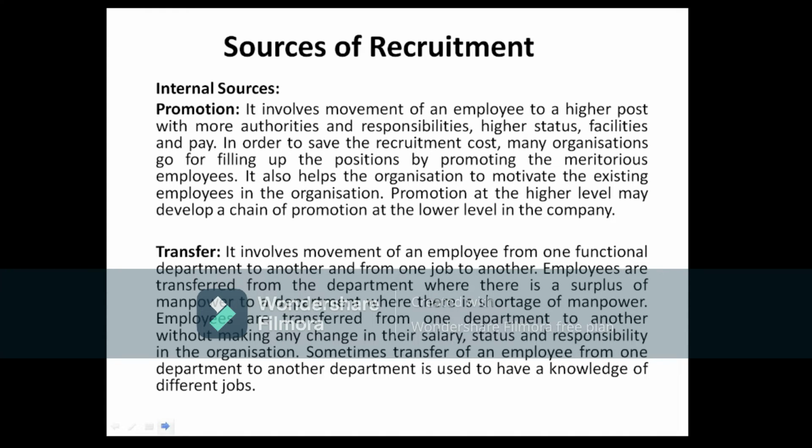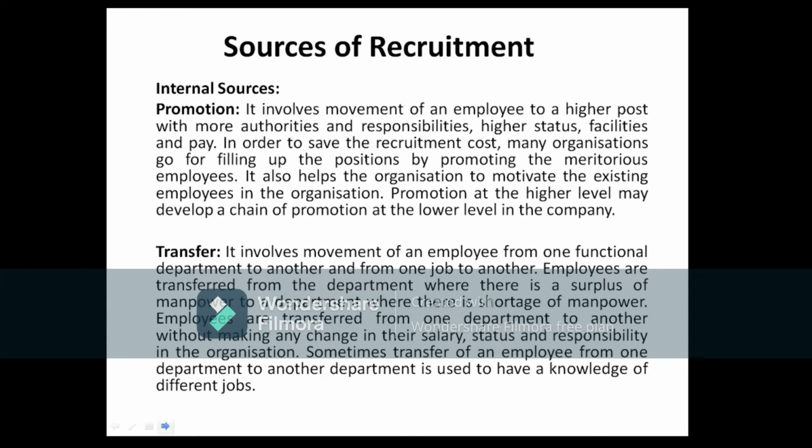Whenever the organization fills up vacancies by promoting people to a higher position, it enhances the salary, and not only the salary of the employee, it also enhances the responsibilities, authorities, status, position, and power, right? So that is promotion.